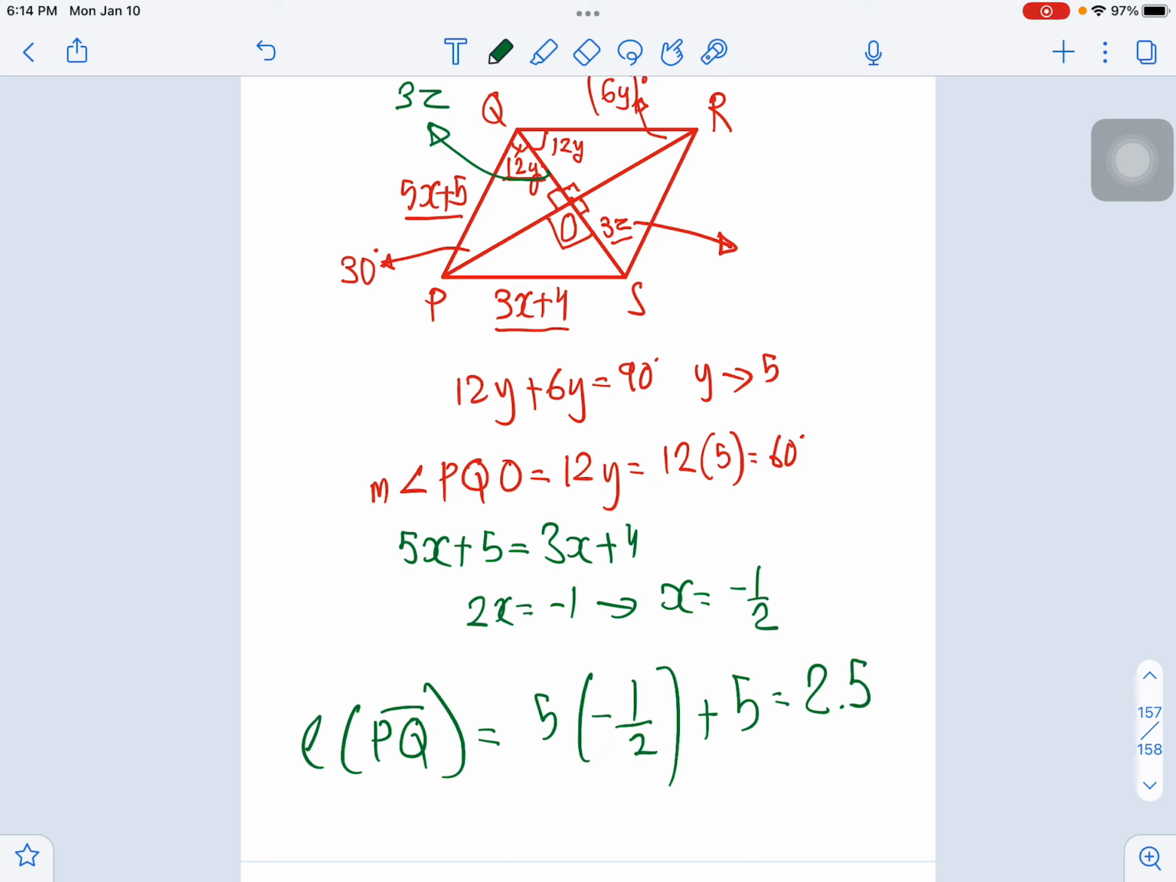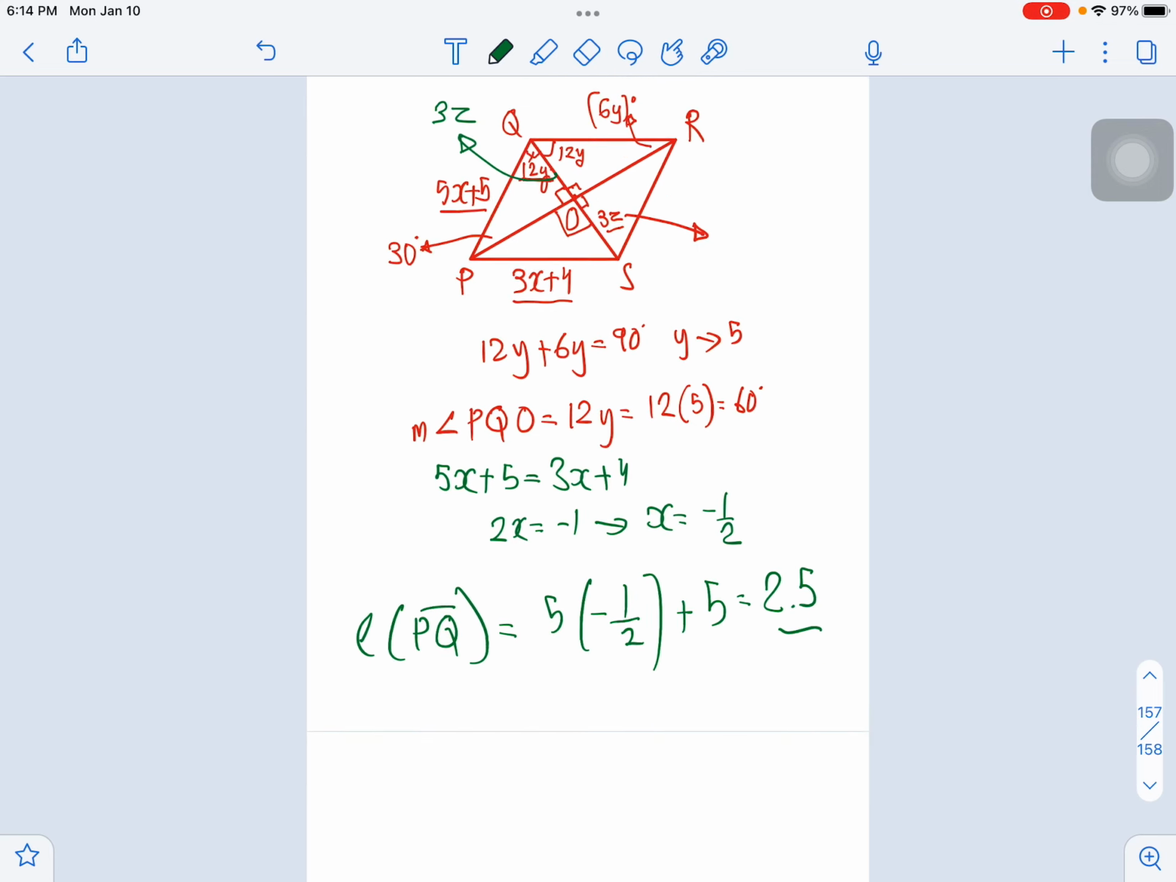Right? So this tells you that a negative value for a variable should not immediately be discarded. You should not get worried, oh, how come I got a negative value? You should continue and plug it in and ensure that an angle does not turn out to have a negative value, or a segment does not turn out to have a negative length. So in this case, PQ and also PS, or all sides of this rhombus, would be of length 2.5. Remember what we need to find: the value for z.